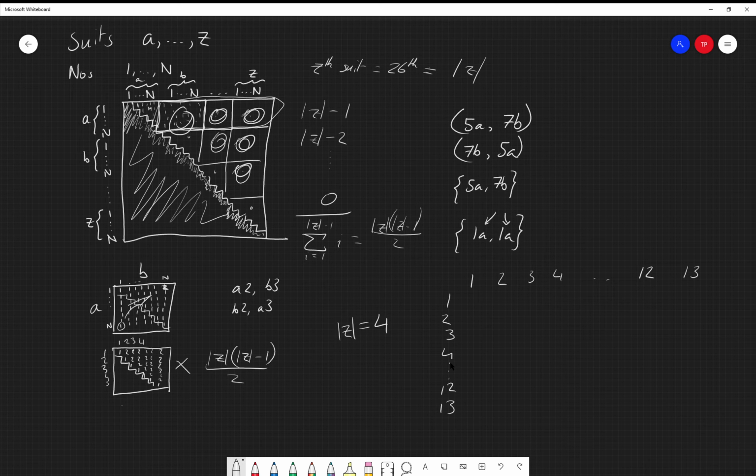And so here this number would become 4 times 3 divided by 2, which is 6. And so here, instead of 1, we would have 6, and instead of 2, we would have 12. And on this diagonal, it's all going to be 6s. And on these, it's going to be 12s.